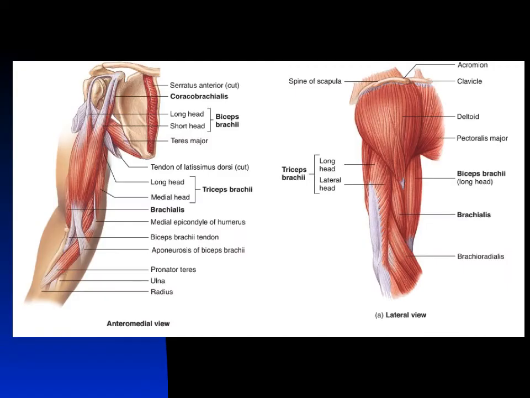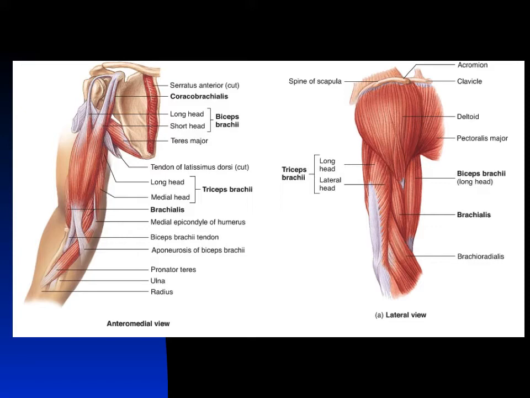Okay, here we can see the anterior surface of the arm and the lateral surface of the arm. So again, I showed you the biceps brachii. We've seen that in several things. The brachialis and the brachioradialis. Okay, these are all flexors of the elbow.